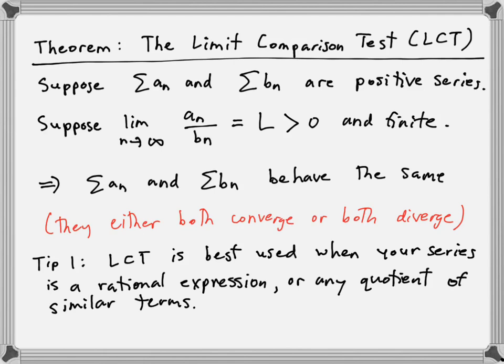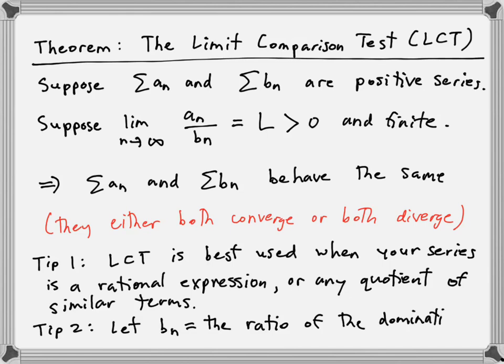Now you notice for this one you are still going to have to choose a second series Bn. So tip 2, this is going to be similar to the tip I gave for the comparison test. Let Bn equal the ratio of the dominating terms. Okay, the ratio of the dominating terms. Okay, so these are my 2 tips here.